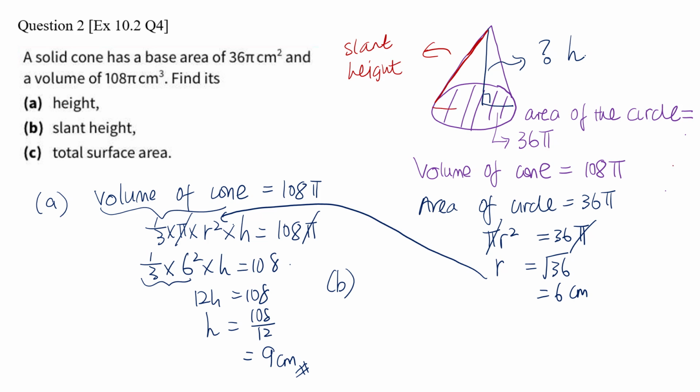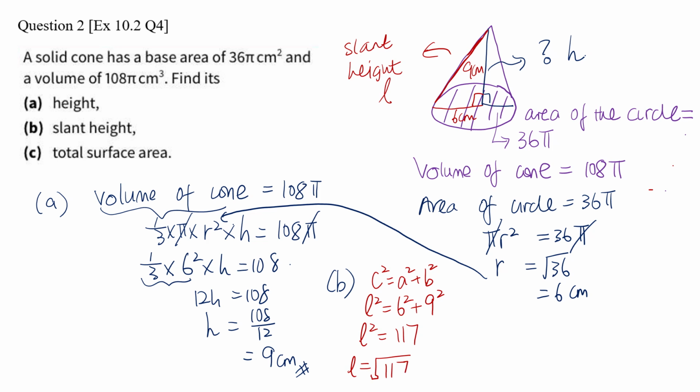So to find the slant height, you will need to use Pythagoras theorem. The height we found to be 9 centimeters. Then the radius we found to be 6 centimeters. So let's let the slant height be L. c squared is equal to a squared plus b squared for Pythagoras theorem. So you're going to replace the letter c with L. So L squared is equal to 6 squared plus 9 squared, which is 117. So L will be the square root of 117.